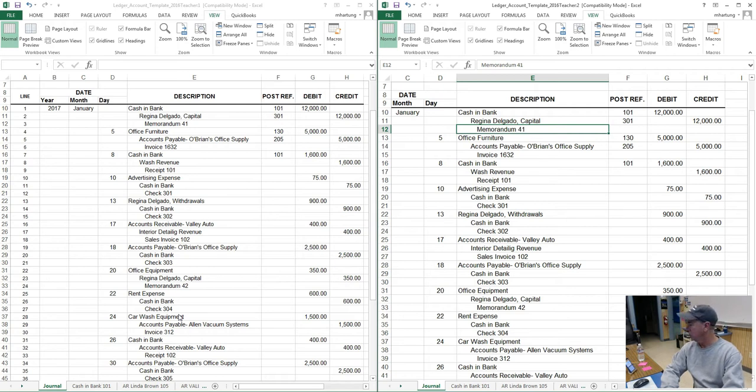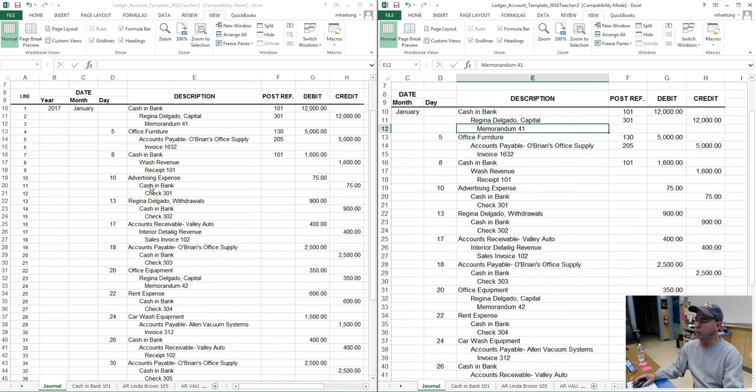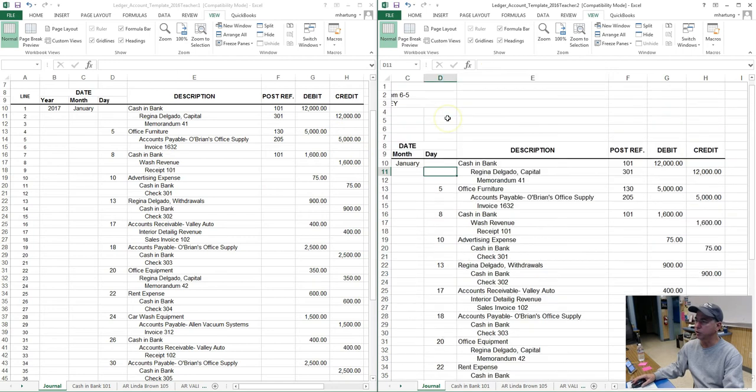And so the first thing that we are going to do is learn how to split our window into two so that we can work on the journal page on one side of the screen, in this example perhaps on the left side, and then we can go over and work on the ledger on the right side of the screen while still working in the same document. What do I mean? Well, these two documents are exactly the same document, they're just two different windows.